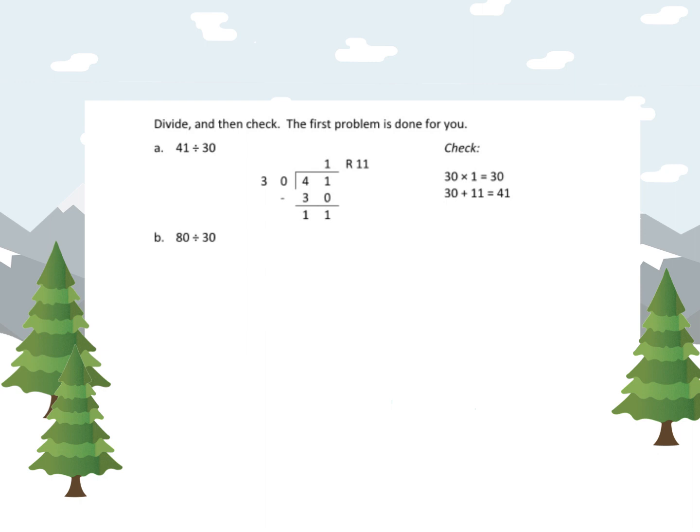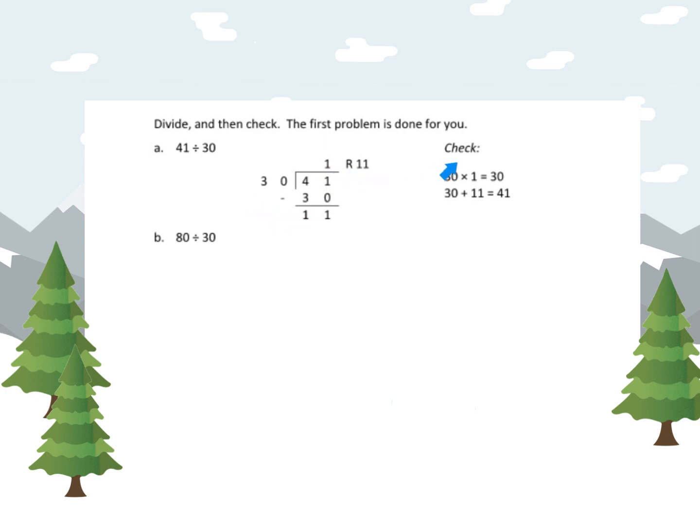In this first exercise, we are dividing a double-digit number by another double-digit number and checking our work. So this first one is done for us. We're dividing and then checking. 41 divided by 30. The student put 30 into the number 41 one time, and we subtracted, and we have a remainder of 11. 30 couldn't go in that again, so the remainder was 11.